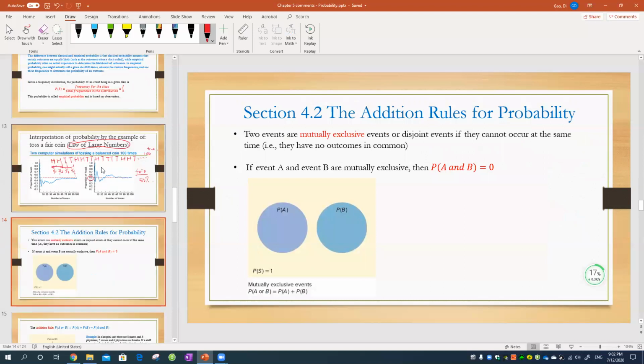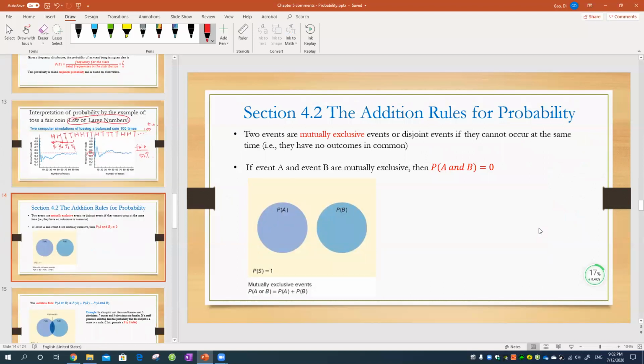Okay, that's all for section 4.1, and now let's look at section 4.2, the addition rules for probability. To talk about this, we need to talk about mutually exclusive events. Two events are mutually exclusive if they cannot occur at the same time. When we talked about frequency distributions, we wanted the classes to be mutually exclusive. We introduced this already, so today we just bring out this concept again.